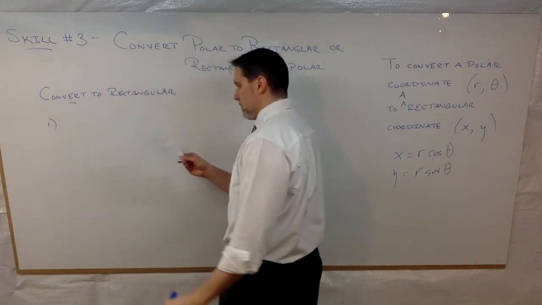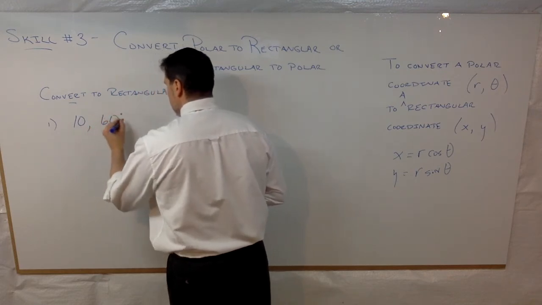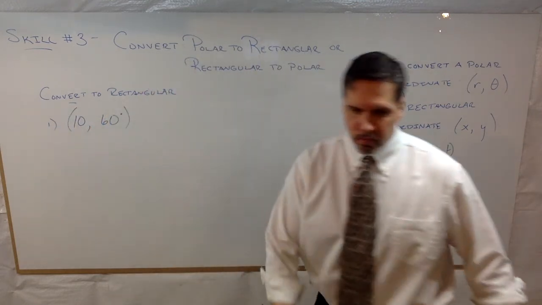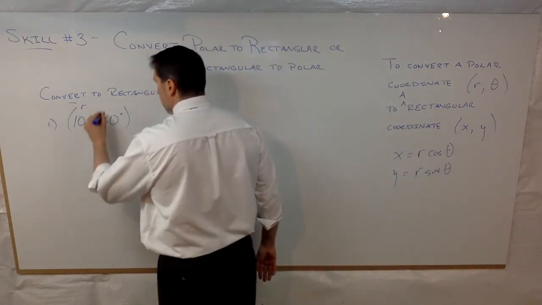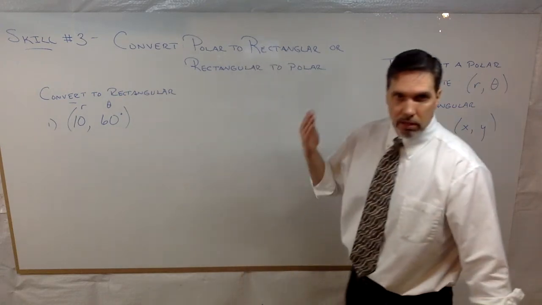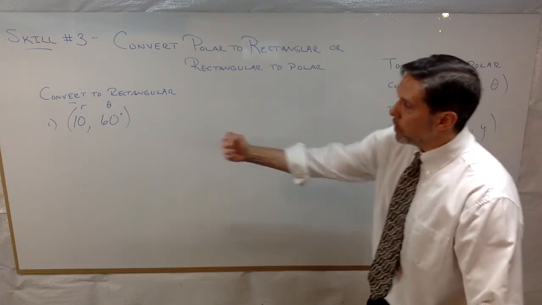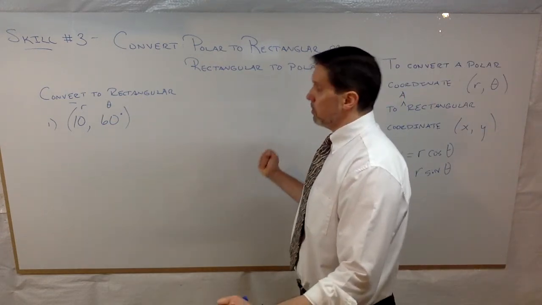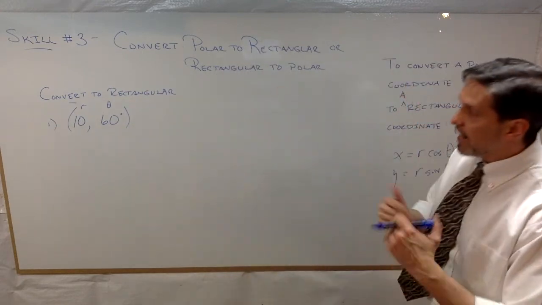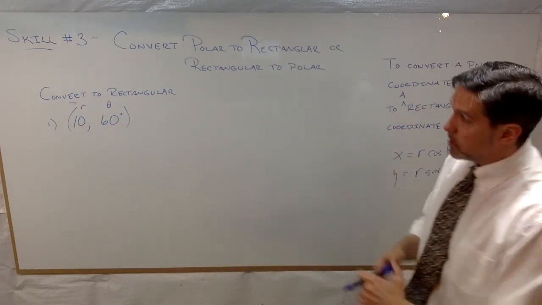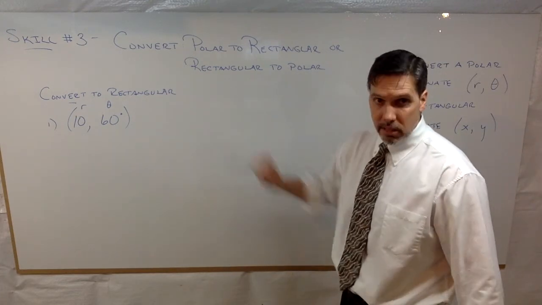First one, let's see, we got 10, 60 degrees. All right. So obviously I'm giving you a polar, an r, and a theta. I'm looking for you to give me an x, y. What would this correspond to? So if you were on a circle of radius 10 and you go 60 degrees in the counterclockwise fashion, plot a point, where would that show up on the Cartesian coordinate system? What would be the x and the y coordinate that would correspond to a 10, 60 degrees?